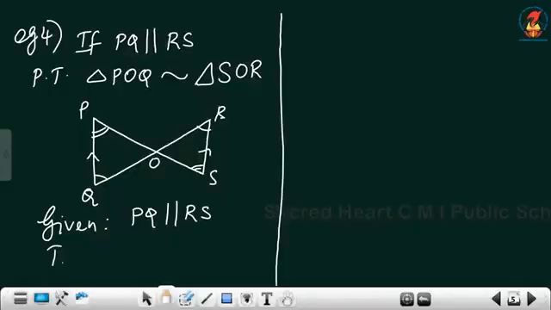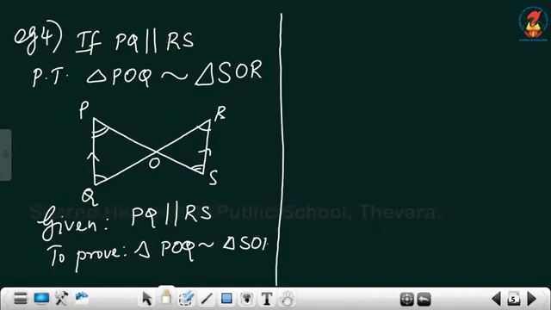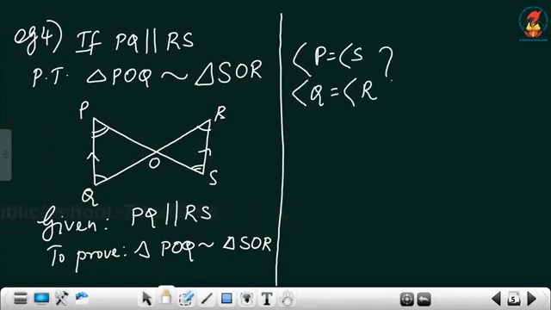So what we can say is, to prove triangle POQ is similar to triangle SOR, see here what we can write is angle P is equal to angle S and angle Q is equal to angle R using alternate interior angles are equal.